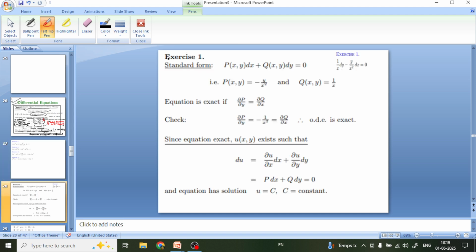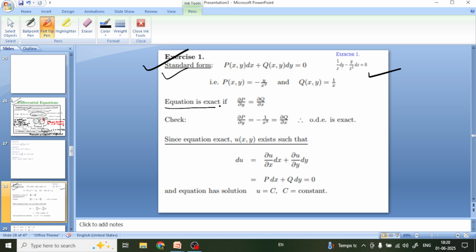Now I am going to discuss the first question. This is the given question: (1/x) dy minus (y/x square) dx is equal to 0. First of all, you have to write the standard form, P(x,y) dx plus Q(x,y) dy is equal to 0. Here we will assume P(x,y) is equal to minus y over x square, and Q(x,y) is equal to 1 over x.